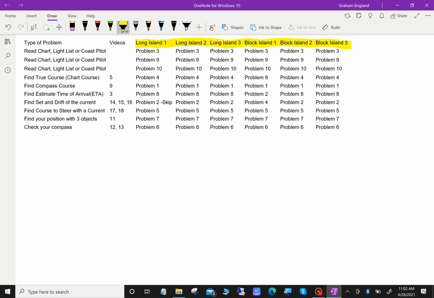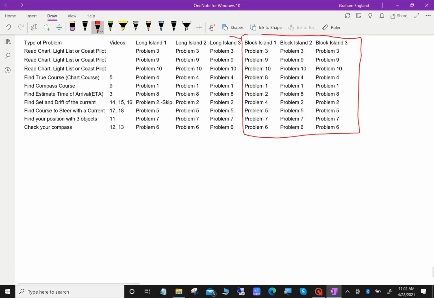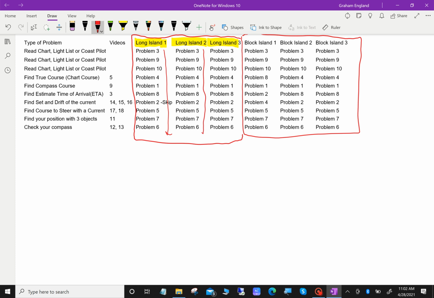What we're showing you here is a list of problems based on the practice sheets that we have. We have two sets of practice sheets. One is for people who are working on Block Island, and one set of practice problems, basically practice tests, for Long Island. If you're using the Long Island, these are the three practice tests that we have. And this is the order that we recommend that you do the problems in, from easiest to hardest.